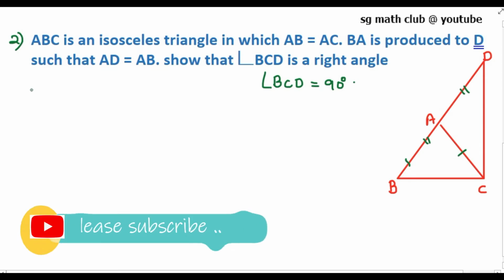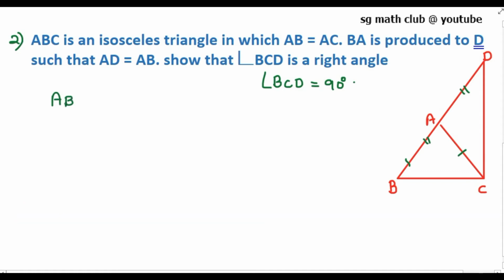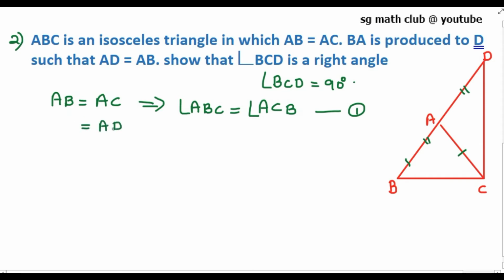So we'll use the first data. ABC is an isosceles triangle in which AB equal to AC. So if AB is equal to AC, angles opposite to equal sides will be equal. So I can write angle ABC is equal to angle ACB. Let this be equation number 1. Now again they have given AD equal to AB. Now see, left side is equal, therefore right side will also be equal. So I can write AD equal to AC.